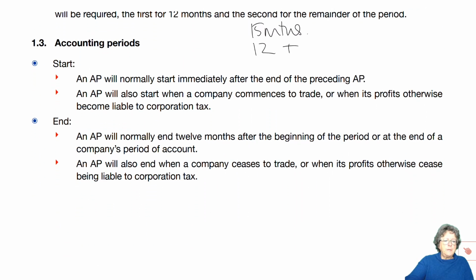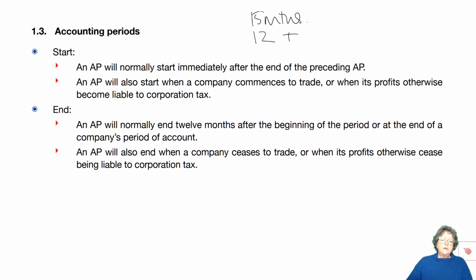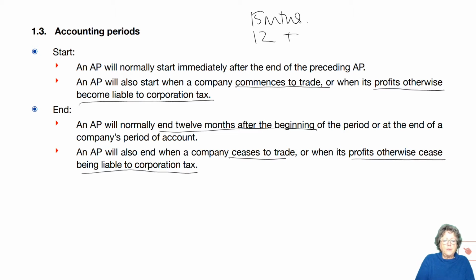Now, accounting periods start normally straight after the previous one. They can also start where they commence to trade, or when they've perhaps started in business but they haven't actually had any profits, so profits otherwise become liable to tax. And it ends obviously 12 months after the beginning, or when they cease to trade, or again the profits cease to be liable to corporation tax. And again, you can see that as a multiple choice question in section A.